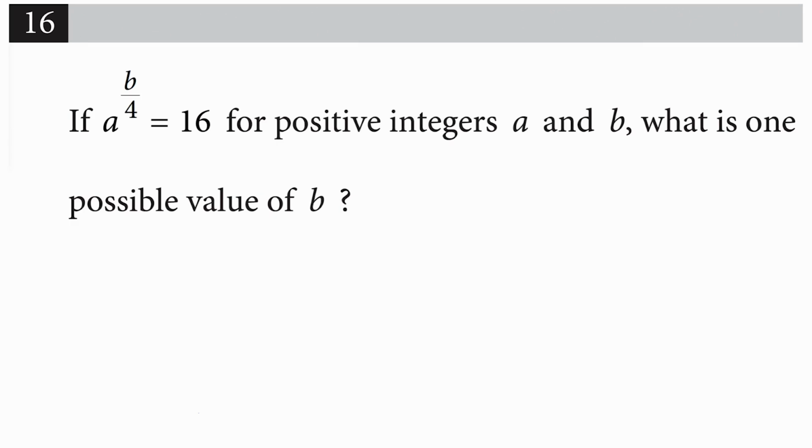If a to the b over 4 is equal to 16 for positive integers a and b, what is one possible value of b? This question can throw a lot of people off because it doesn't have a unique solution, and the best way to solve it is simply to guess.